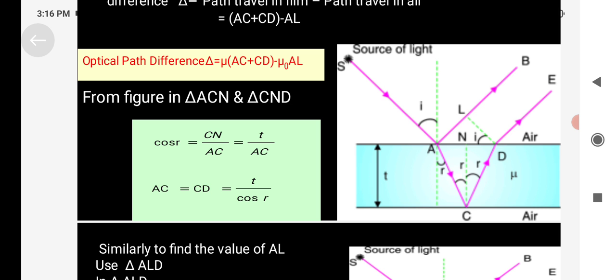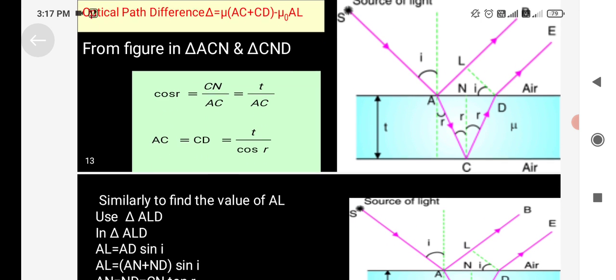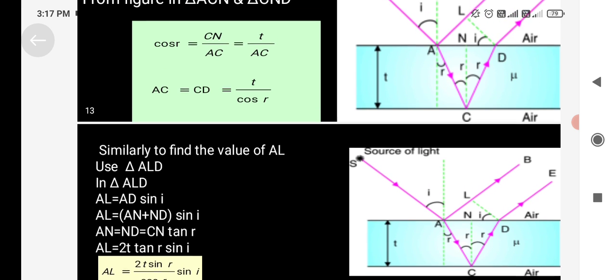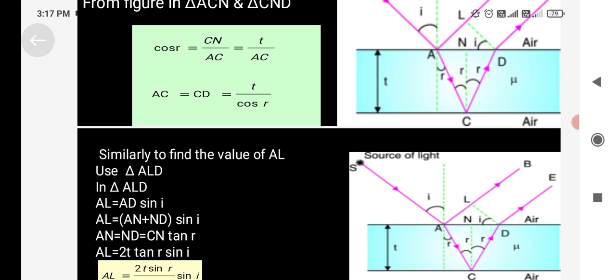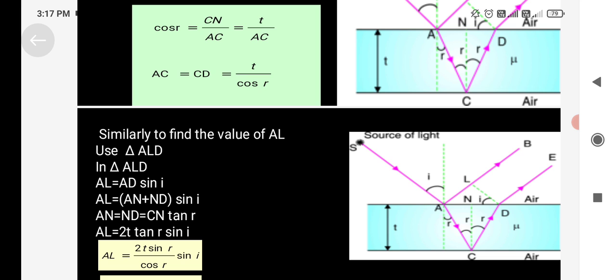So to find the value of AL, consider the triangle ALD. So in triangle ALD, which angle do we have to consider here now? We want the value of AL. So we have to consider the opposite side, that is sin I is equal to AL upon AD. So AL is equal to AD sin I. But AD is the addition of AN and ND. So AL is equal to (AN plus ND) into sin I.